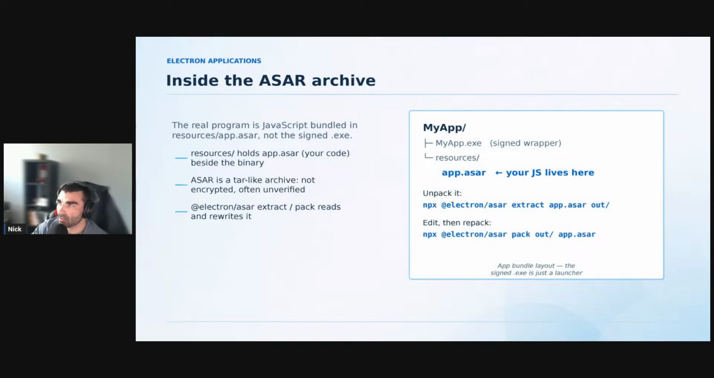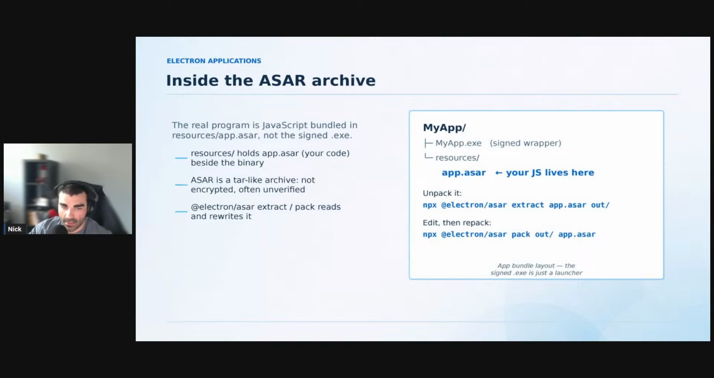Anyways, there's a big component to Electron apps, which is called the ASR file. The ASR file is basically a bundled up zip file of the application. The Electron runtime will load this ASR file into memory, and this is how it executes the app.